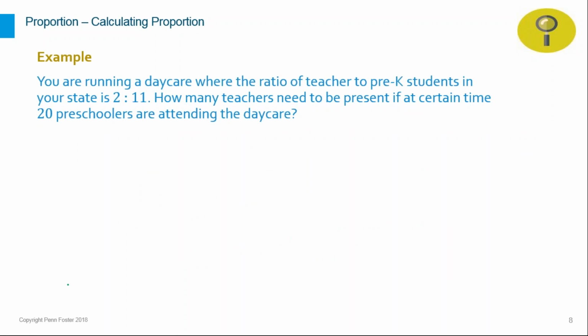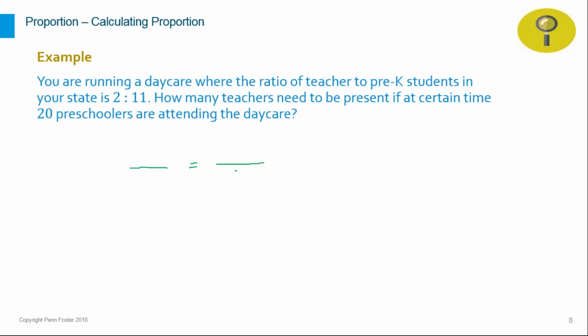You are running a daycare where the ratio of teachers to pre-K students in your state is 2 to 11. So 2 teachers to 11 students. How many teachers need to be present if at a certain time 20 preschoolers are attending the daycare? It's a proportion. So the first thing I'm going to do is set up my proportion correctly. A fraction equals a fraction. I need to determine what goes on the top and what goes on the bottom. I can go with teachers over students, or students over teachers. The order, though, has to be the same on both fractions.